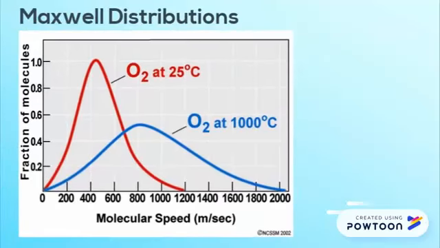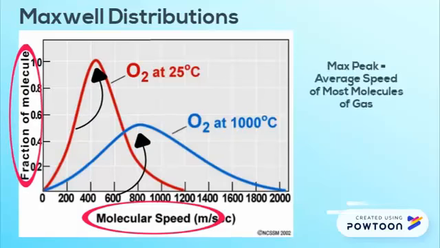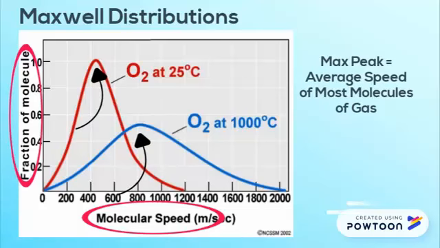Maxwell distribution charts show us how molecules are moving. On our x-axis, we have the speed of the molecule. On the y-axis, we have the number of molecules. The peaks on each of these curves show us where the average molecular speed of the molecules are.